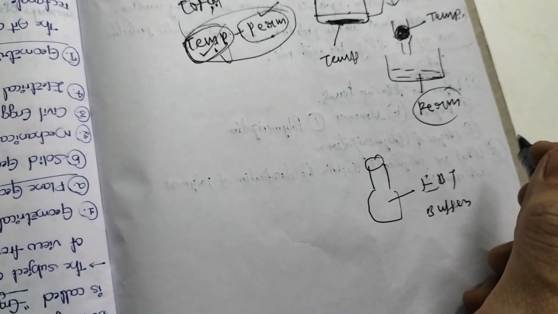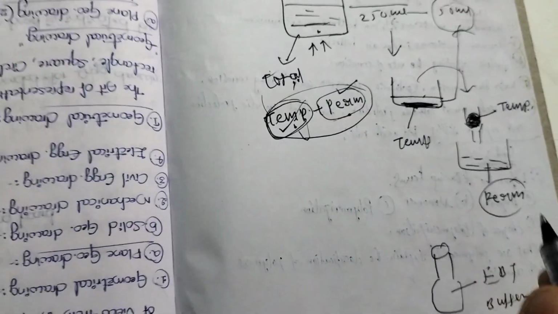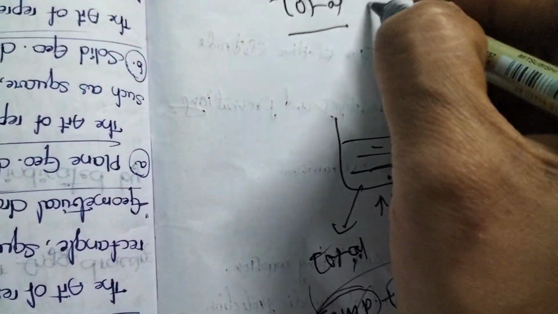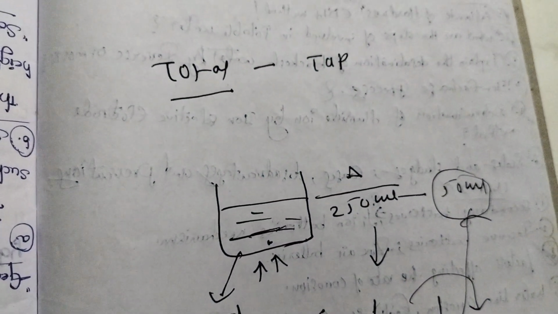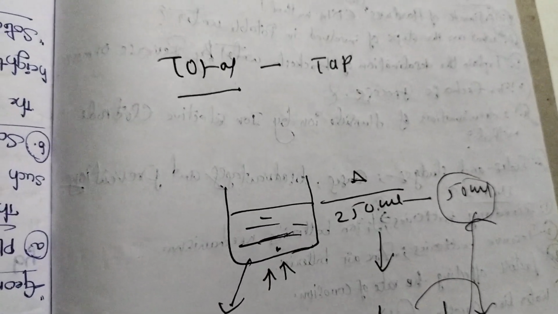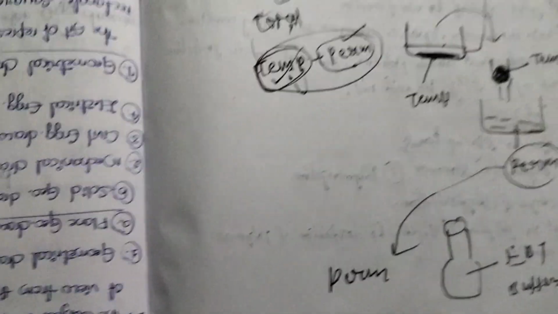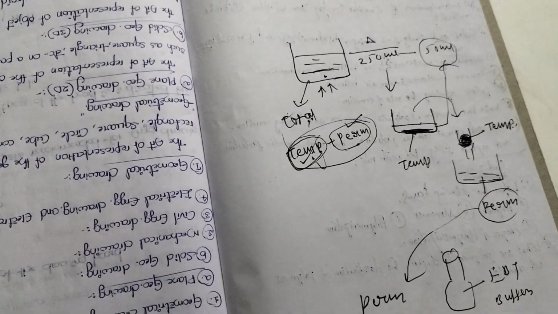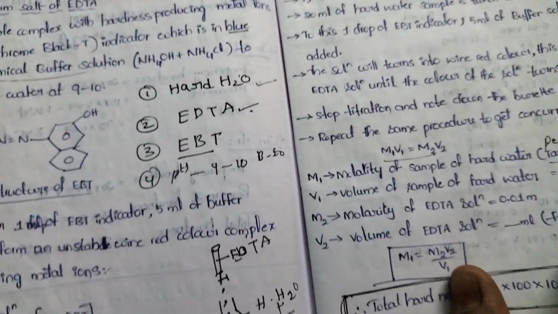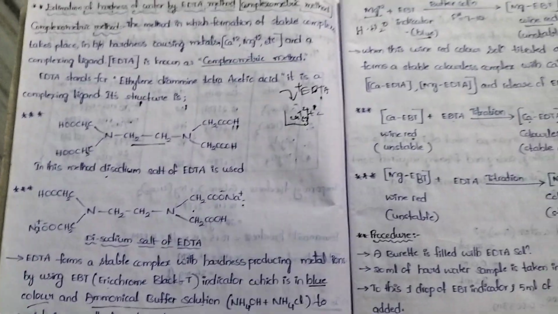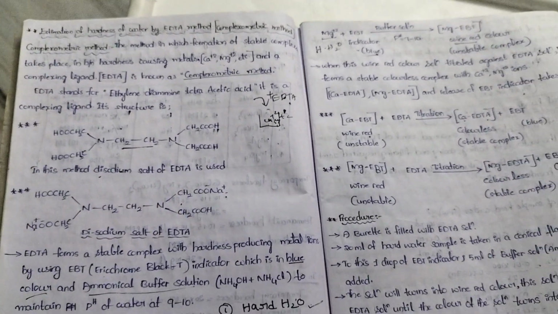What is the difference between the first step and the second step? In the first step, our aim is to calculate total hardness. To calculate total hardness, we used tap water. To calculate permanent hardness, we are using boiled water or permanent hard water. Same procedure, so we will get the answer. So this is about the EDTA method. By using this EDTA method, we can calculate the total hardness, temporary hardness and permanent hardness of the water.